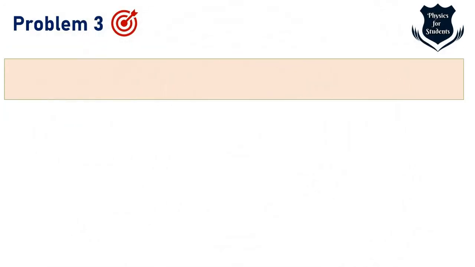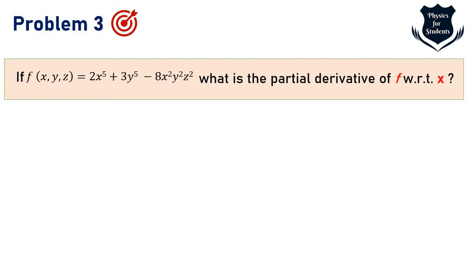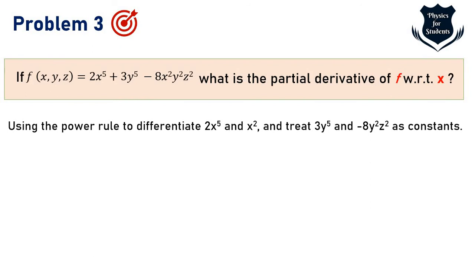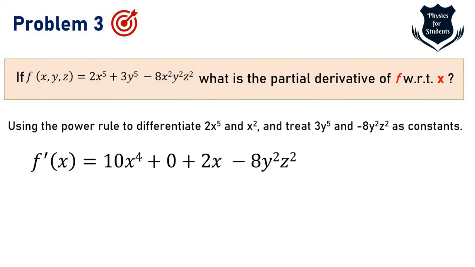It's quite simple. Now coming to the third problem, this is another expression. We have 2x to the power 5 plus 3y to the power 5, and so on. What is the partial derivative of f with respect to x? We will use the power rule to differentiate 2x to the power 5 and x squared, because, as I told, we are taking x first, and we will treat 3y to the power 5, minus 8y squared z squared as constant. So f prime of x would be this one.